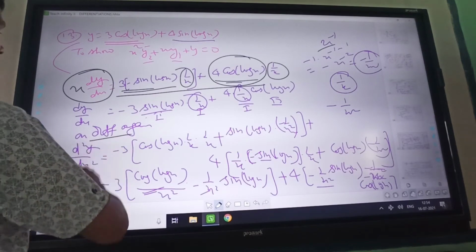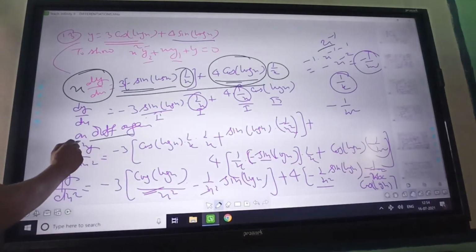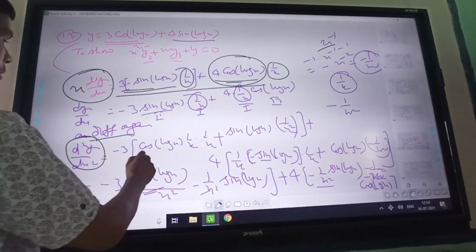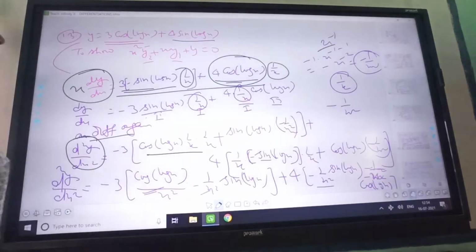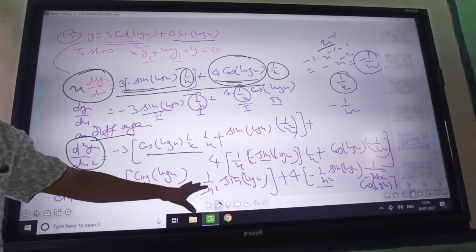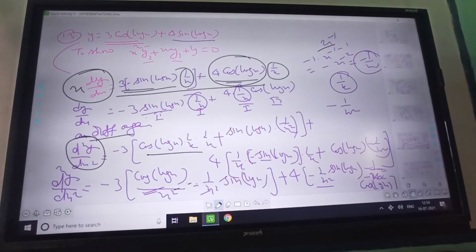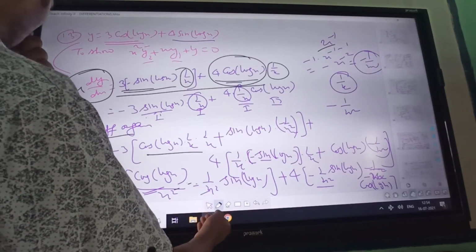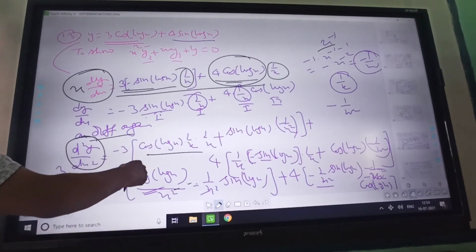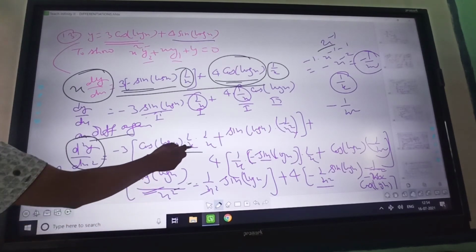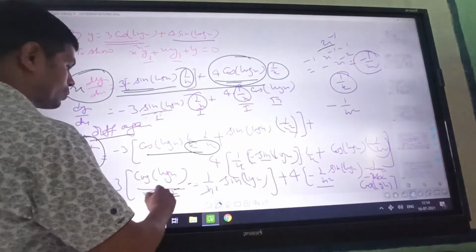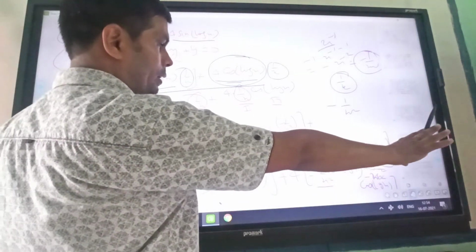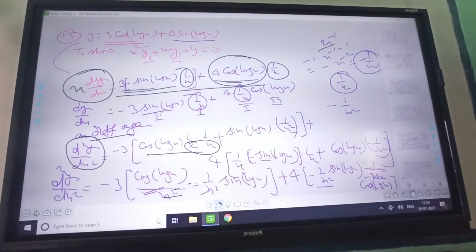So this gives, again differentiating both sides, d2y by dx square equals to minus 3 sin like this. That means you simply have to do the differentiation one more time. After differentiating one more time, this gives us minus 3 cos log x into this x, and x into x will be x square. Same process will be followed here, the same process which you followed in the previous part.